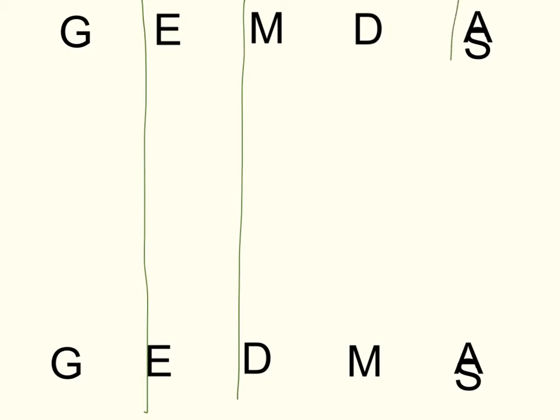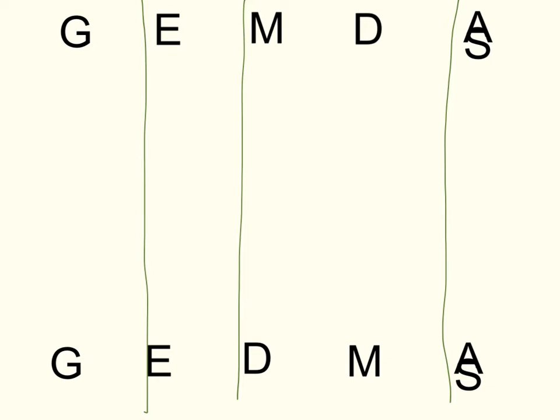We are going to use these two phrases, GEMDAS and GEDMAS, to determine our order of operations. At this point, you should have your worksheet that looks very similar to the screen you see now. I'm first just going to divide my sheet according to the lines that I'm drawing. Please look at how I'm drawing the lines and do the same on your paper.